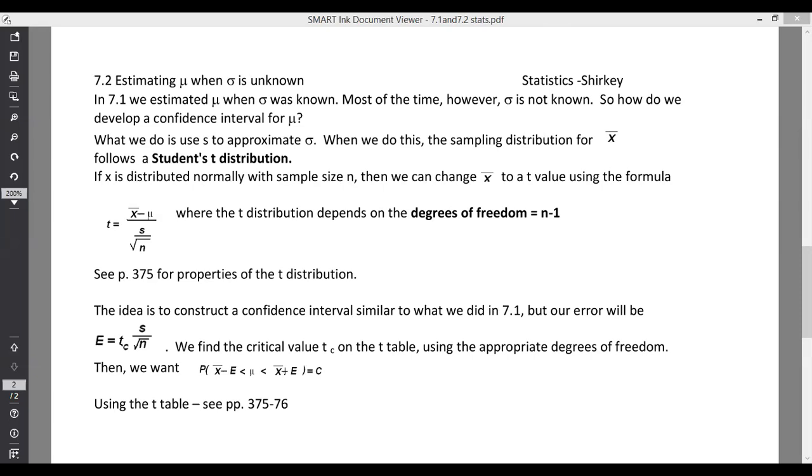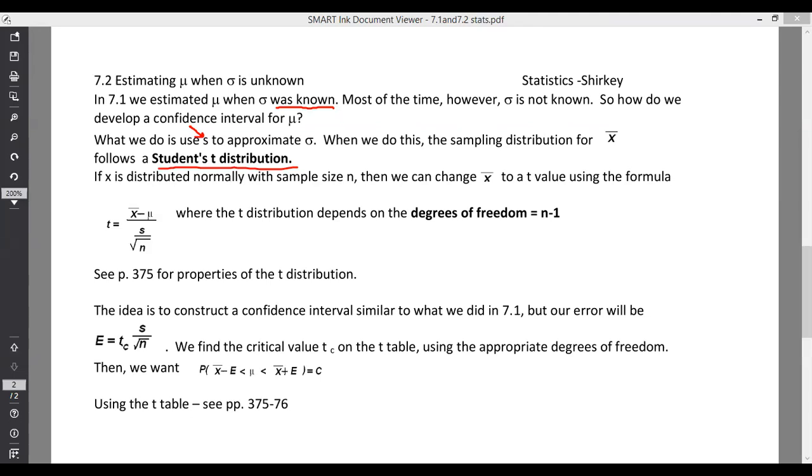So in 7.1, we estimated mu when sigma was known. Most of the time, sigma is not known. I talked about that during class last time, and we talked about that in the video as well. So how do we develop a confidence interval for mu? Well, we use the sample standard deviation S to approximate sigma. And when we do that, we're no longer in a normal distribution. We're going to be using what's called a student's t-distribution, and that's the chart that I just showed you.